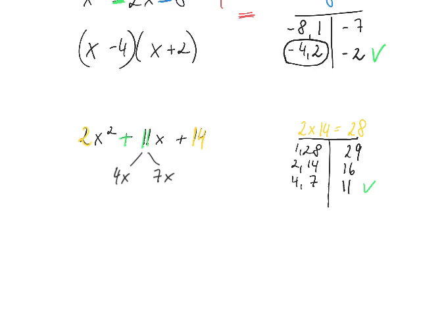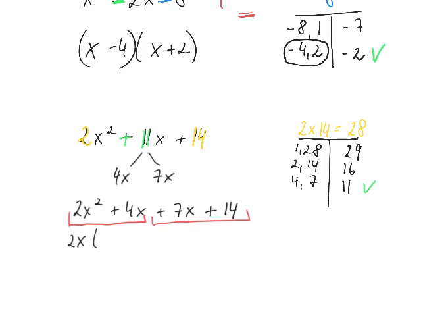So I write it again now: 2x squared plus 4x plus 7x plus 14. All I've done so far is I have broken up the 11x. And now you recognize this from grouping. I divide this into two parts. And then I look at the first part. What can I take out? I can take out a 2 and an x, which leaves me with an x plus 2. 4 divided by 2 is 2.